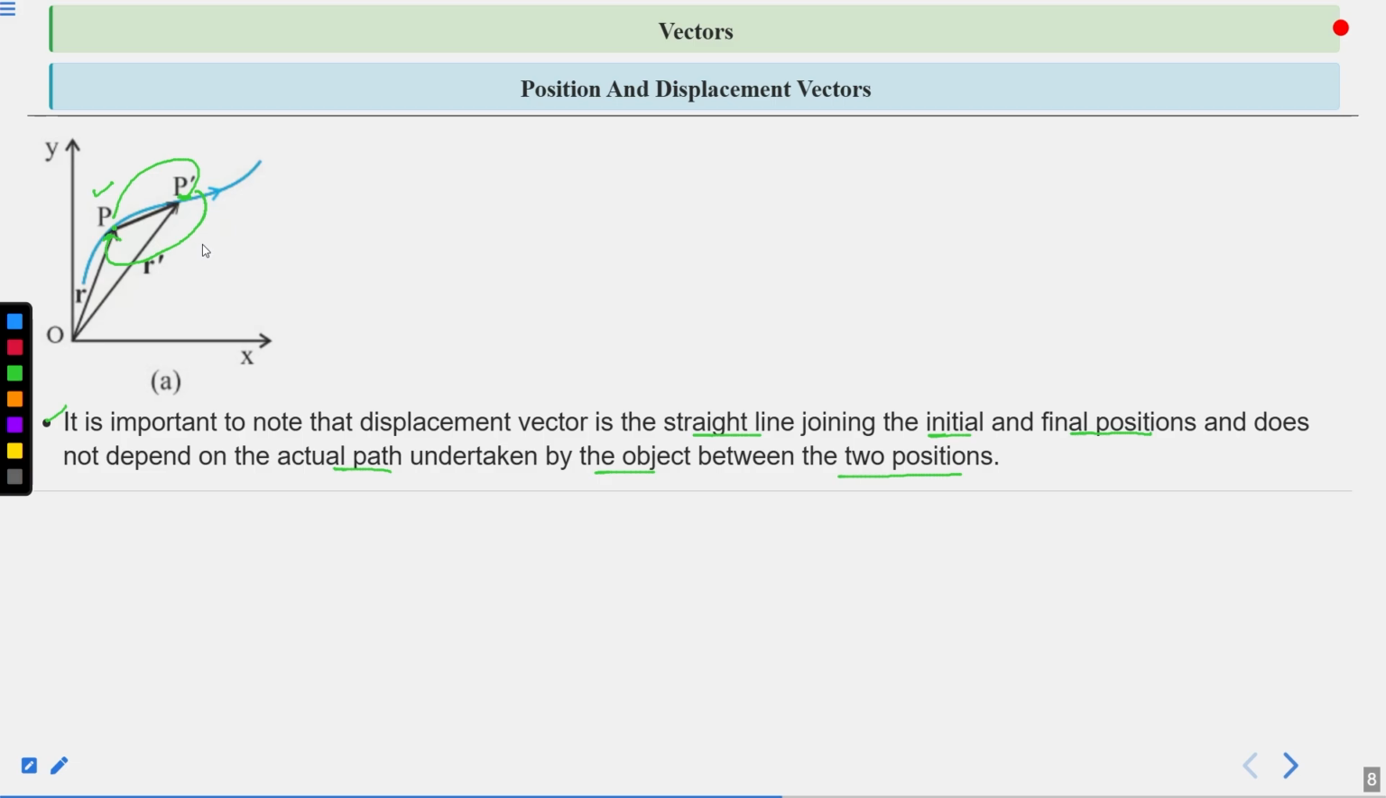It means the displacement vector depends on the initial and final position. It does not depend on the path. It depends only on the initial and final position. If the initial and final positions are the same, the displacement of the particle is equal to 0, because it forms a cycle. And if a particle moves in a cycle, the displacement is also 0. Now I hope this is clear about the position vector and displacement vector.